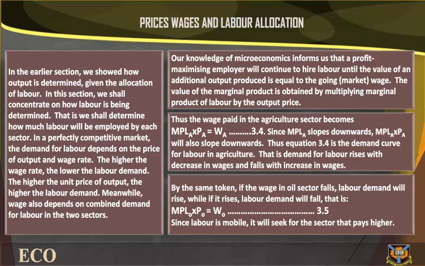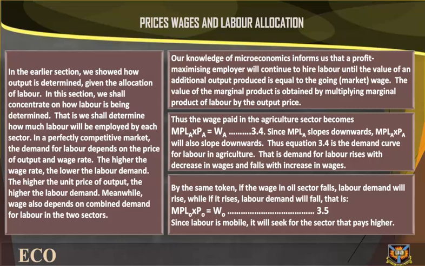Prices, wages, and labor allocation. In the earlier section, we showed how output is determined given the allocation of labor. In this section, we shall concentrate on how labor is determined. That is, we shall determine how much labor will be employed by each sector. In a perfectly competitive market, the demand for labor depends on the price of output and the wage rate. The higher the wage rate, the lower the labor demand. The higher the unit price of output, the higher the labor demand. Meanwhile, wage also depends on the combined demand for labor in the two sectors.